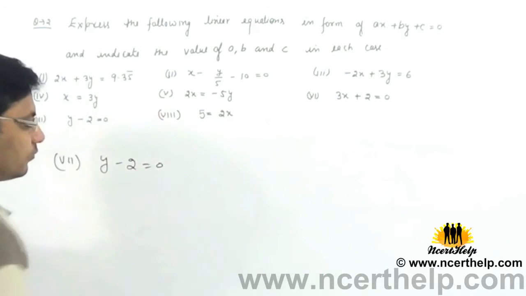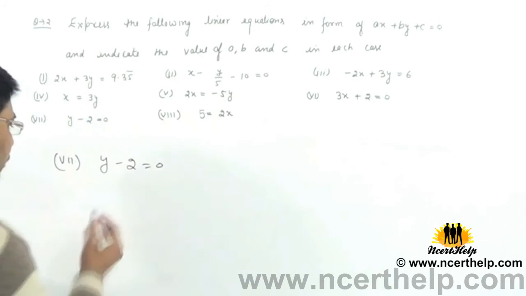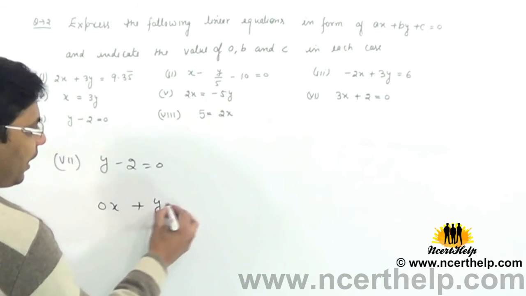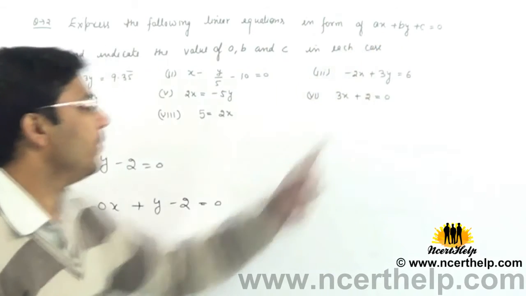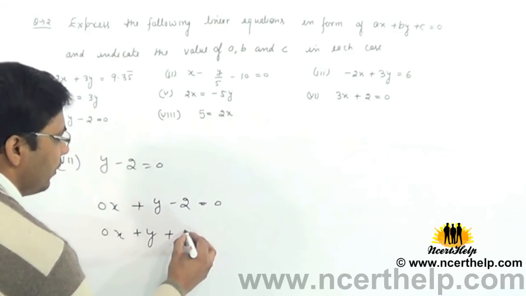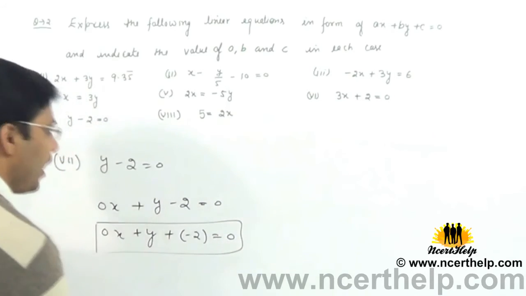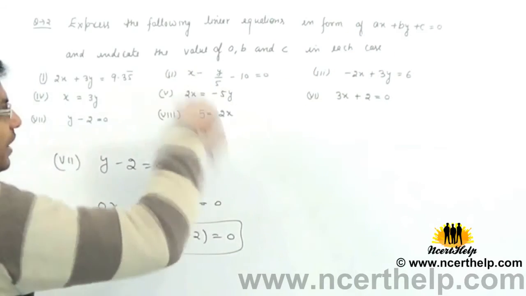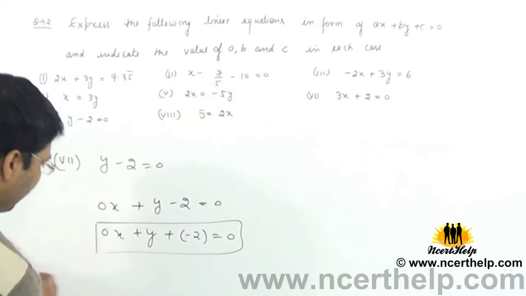Part 7, y minus 2 equals 0. So there is no x, so we can write it 0x plus y minus 2 equals 0. There should be a positive sign between the values, so we can write negative as positive negative 2. So this is the answer of the first part in the form of ax plus by plus c equals 0. Now I need to find the value of a, b and c. So how can we do that?